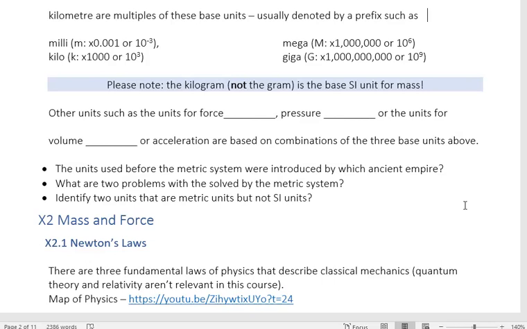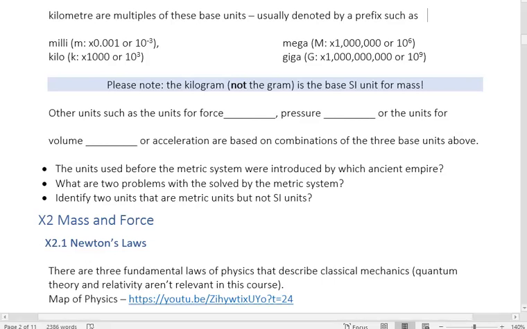A kilobyte is maybe the size of a short text file, 1,000 bytes. A megabyte, well, an MP3, a song, might be somewhere between 3 and 10 megabytes if you download a song. Gigabytes, well, a movie could be in the ballpark of a gigabyte. A DVD, if you remember DVDs, holds 4 gigabytes. So kilo is 1,000 bytes, mega is 1,000,000, and giga is 1,000,000,000, which can also be written with scientific notation.